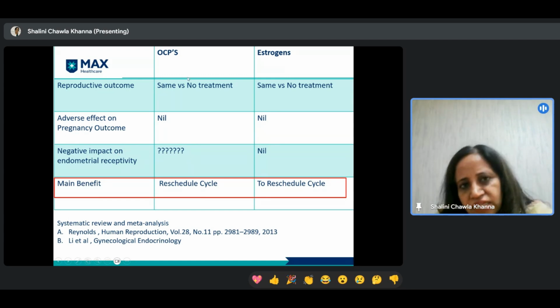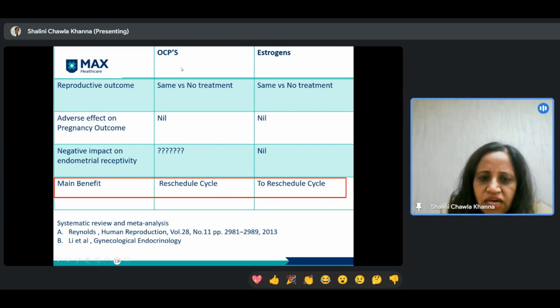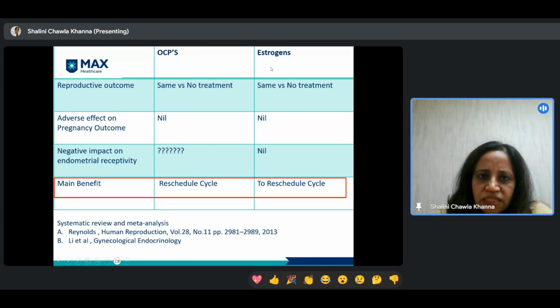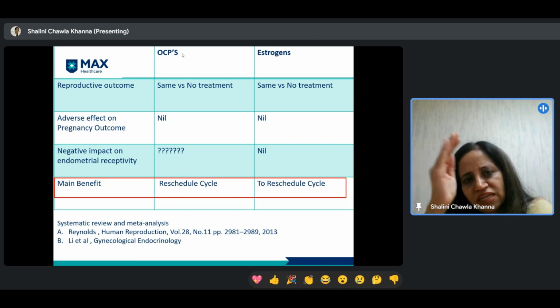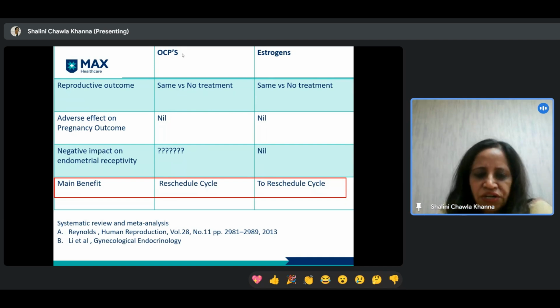So eventually, what is the final conclusion and what does the literature's final verdict say? It says that in normal responders, you should not be using either OCPs or estrogens. But in poor responders, maybe either OCPs or estrogens. If you have to start gonadotrophins, give a proper washout period of 5 days between the last tablet of your OCPs and the start of the gonadotrophins. Once there is a 5-day washout period, your reproductive outcome will not deteriorate.